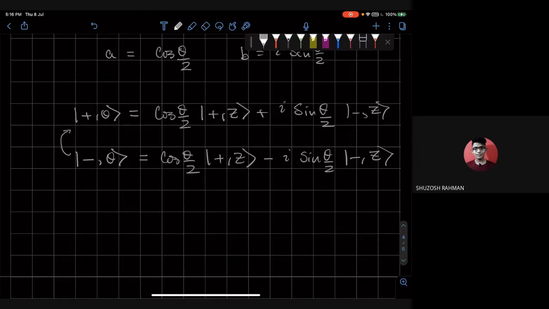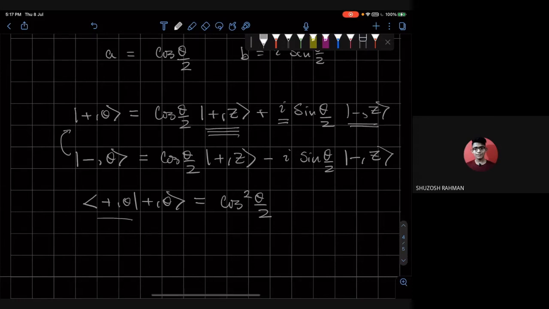Now, we have to verify that these states are orthonormal. They form an orthonormal basis. Let's do that. So we take ⟨+,θ|, and of course |+,z⟩ is by definition orthogonal to |−,z⟩, but it's also normalized. So we get cosine squared of theta by 2. This i, when we take the bra, becomes minus i. So minus i times plus i will give me a plus sign here.